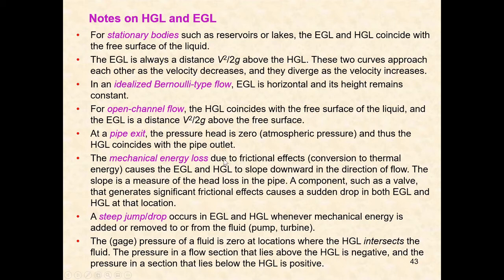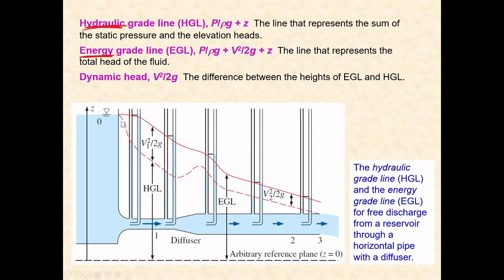So the mechanical energy loss due to frictional effect, converted to thermal energy, causes the EGL and HGL to slope downward in the direction of flow. The slope is a measure of the head loss in the pipe. A component such as a valve that generates significant frictional effect causes a sudden drop in EGL and HGL at that location. So you see that we have an EGL and HGL drop with space. So this drop is the result of head loss, the result of frictional loss inside the pipe. We call it major or minor losses in the pipe.